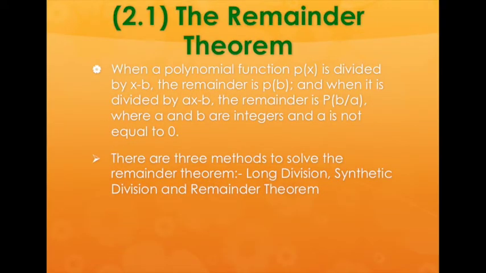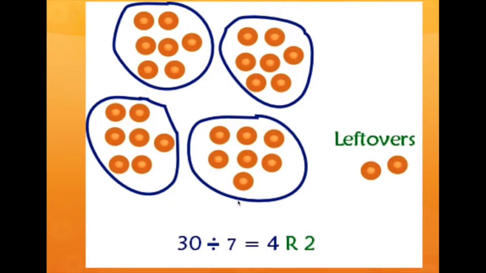Chapter 2.1, the remainder theorem. When a polynomial function P(x) is divided by x - b, the remainder is P(b), and when it is divided by ax - b, the remainder is P(b/a), where a and b are integers and a is not equal to 0. There are three methods to solve the remainder theorem. The first is long division, the second is synthetic division, and the third is the remainder theorem itself, to check your answer.